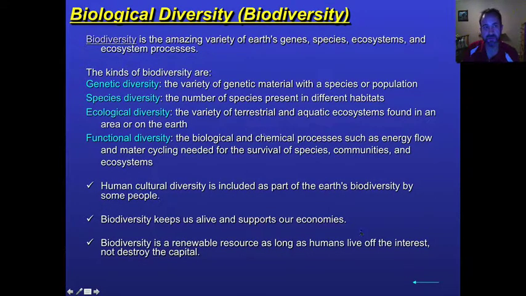And biodiversity is the amazing variety of genes, species, ecosystems, and ecosystem processes. You've got genetic diversity, which is the variety of genetic material within a species or population. You have species diversity, which means the number of different species present in different habitats. Say, for example, fish, the number of species, different types of environments within, say, an ocean or a lake.